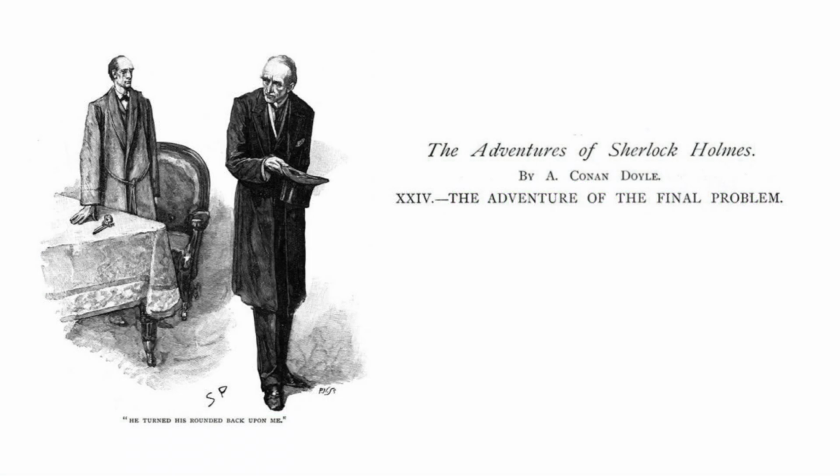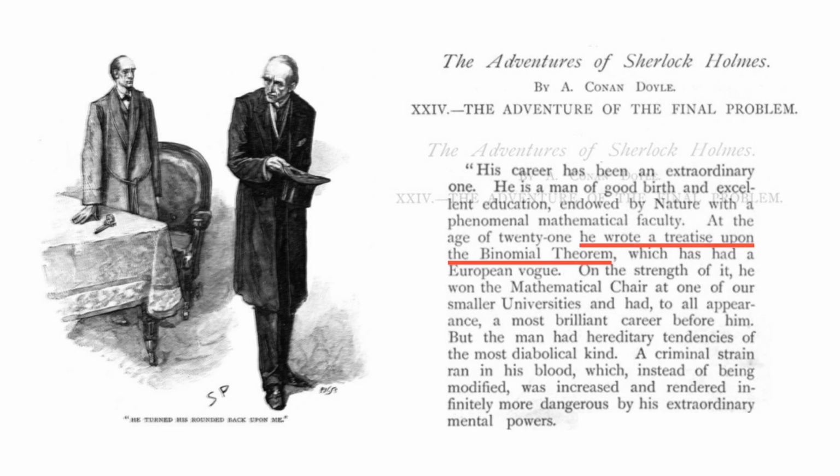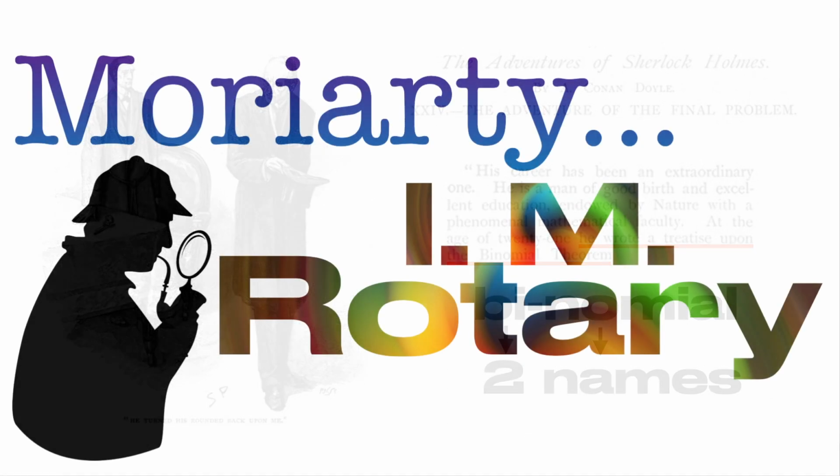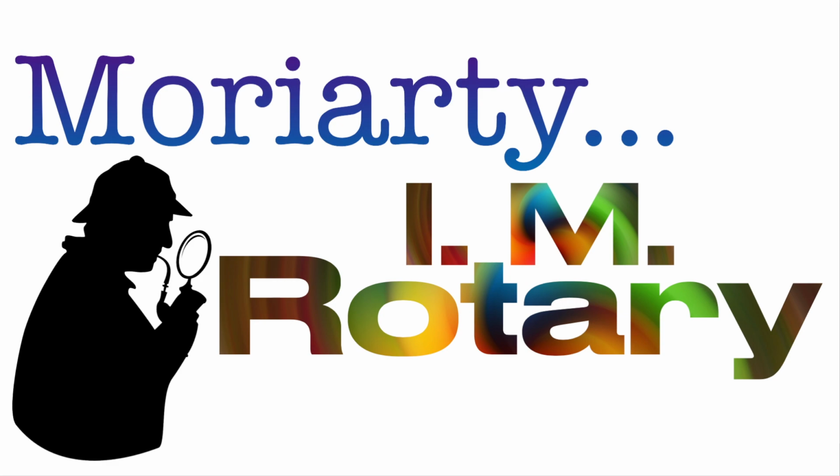That Doyle included the anagram on purpose is hinted at in the story The Final Problem, when Holmes tells Watson that Moriarty once wrote a treatise on the binomial theorem. The term binomial suggests the concept of two names. But then the question becomes, why would Moriarty covertly identify himself as Rotary?